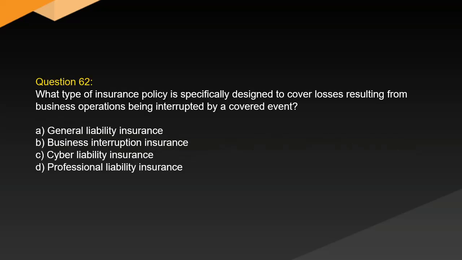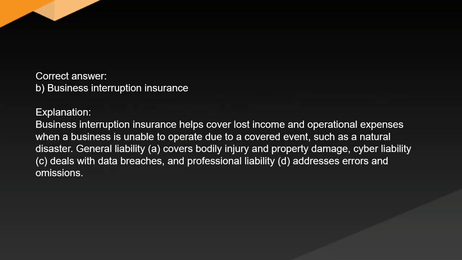Question 62. What type of insurance policy is specifically designed to cover losses resulting from business operations being interrupted by a covered event? A. General liability insurance. B. Business interruption insurance. C. Cyber liability insurance. D. Professional liability insurance. Correct answer. B. Business interruption insurance.